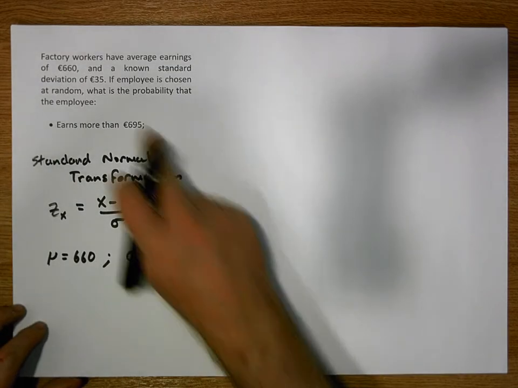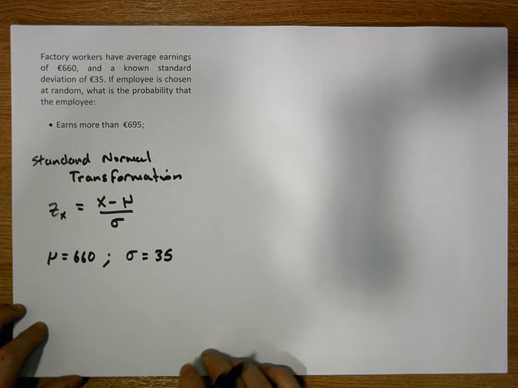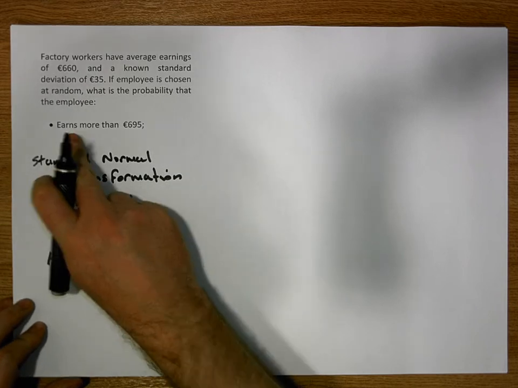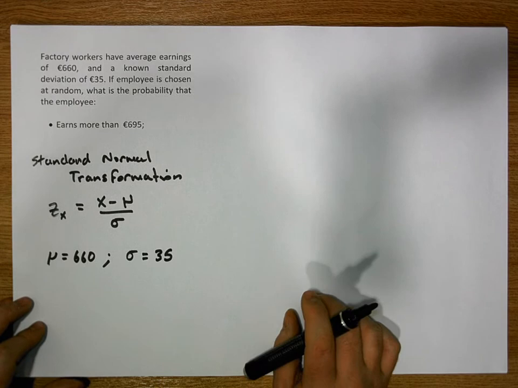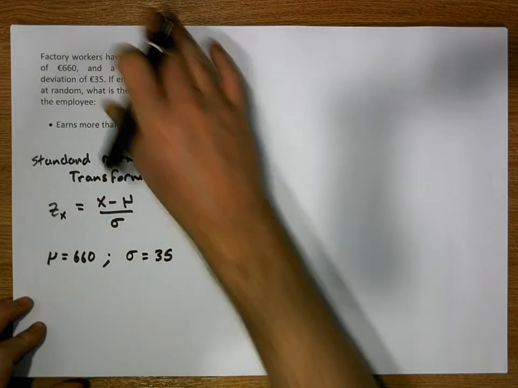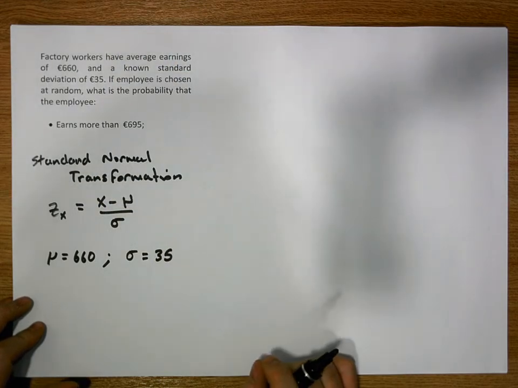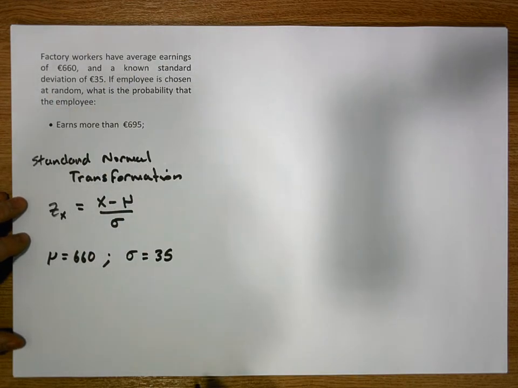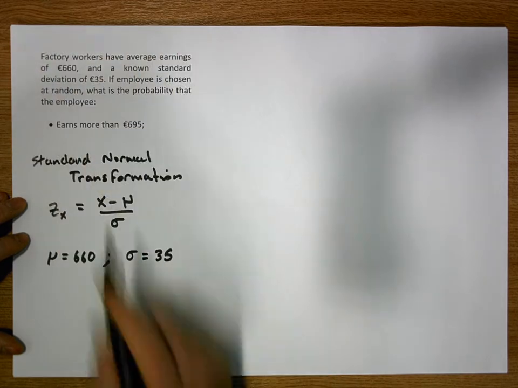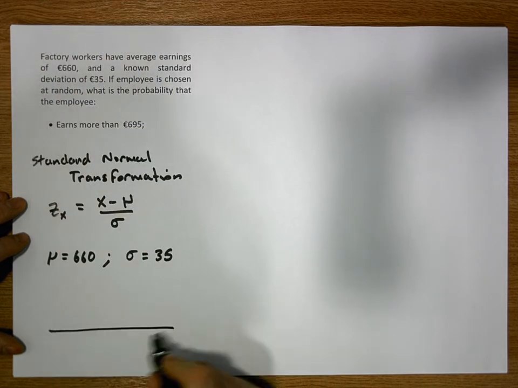We want to randomly select a person from this population, and the question is, what's the probability that they earn over €695? One of the assumptions we're going to make is that the population is normally distributed. Because we know this population is normally distributed, we can represent this scenario through a distribution.